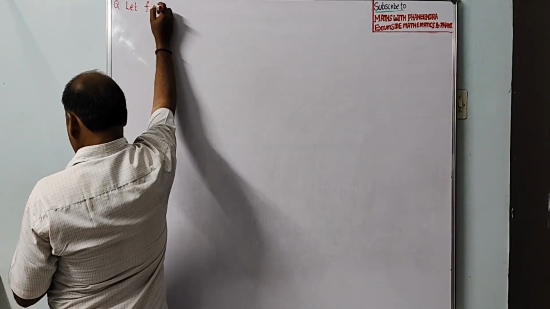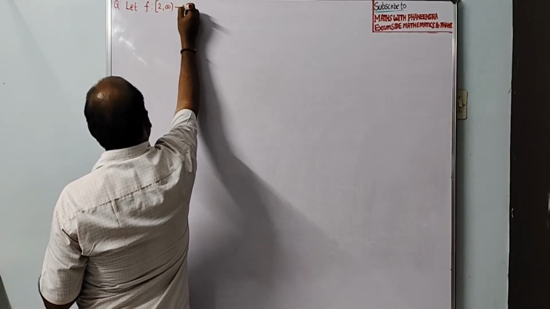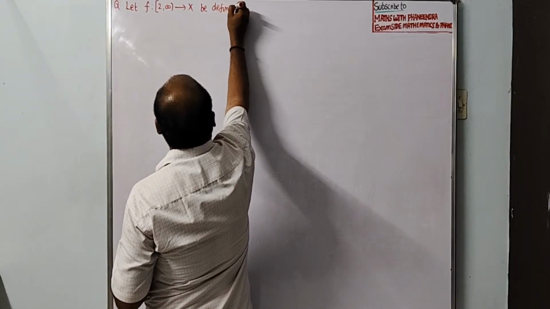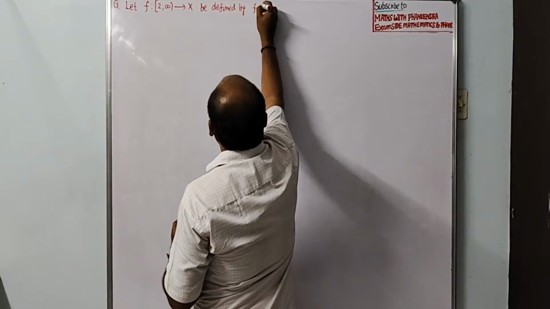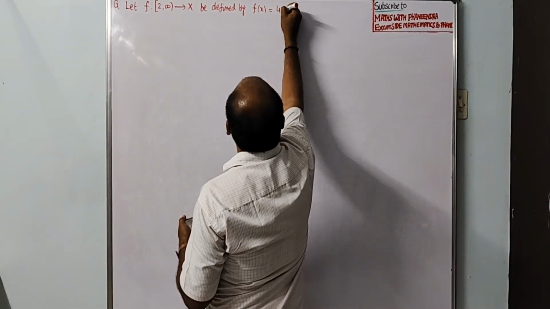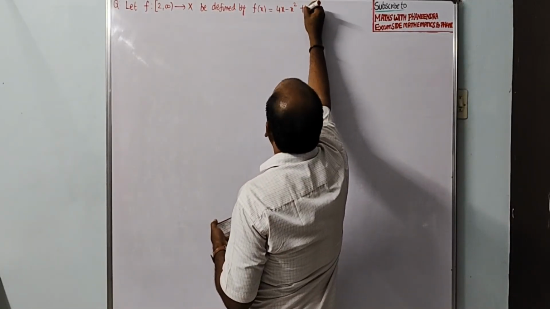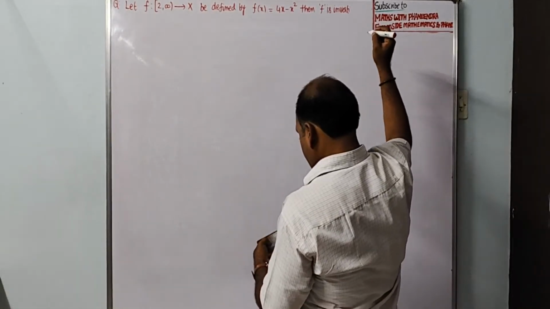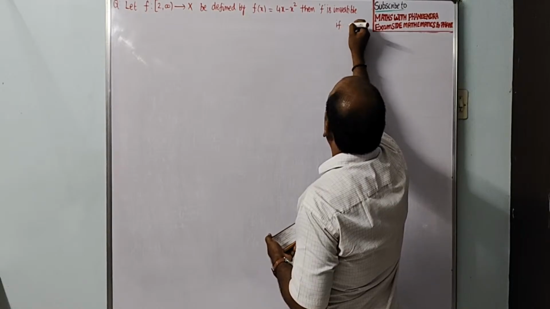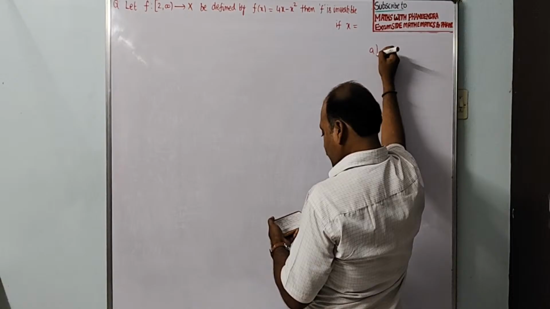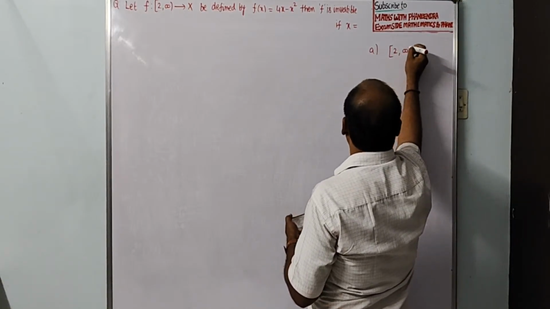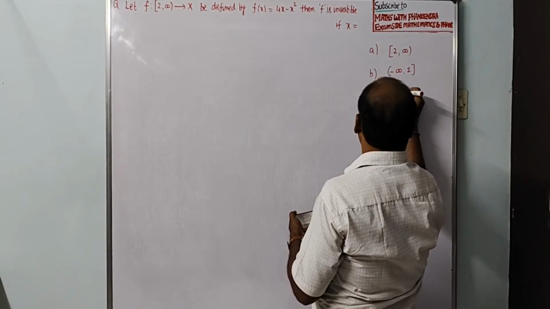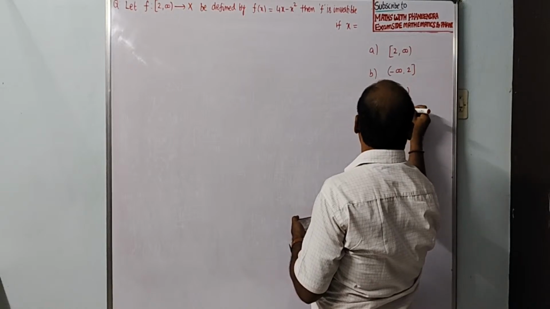Let f from (-∞, ∞) to (-∞, ∞)... let f from R to R be defined by f of x equal to 4x minus x squared, then f is invertible if x is... So the options: first option closed... open minus infinity to 2, closed 4 comma infinity, open minus infinity comma closed 4.